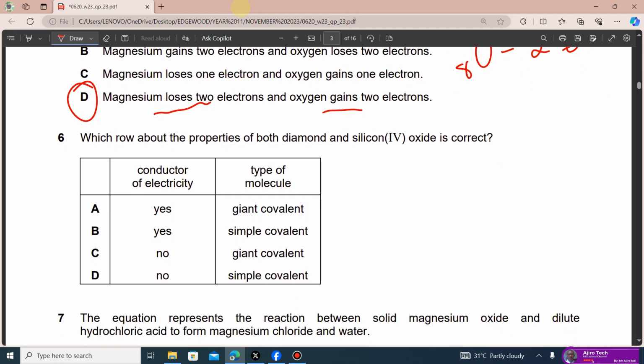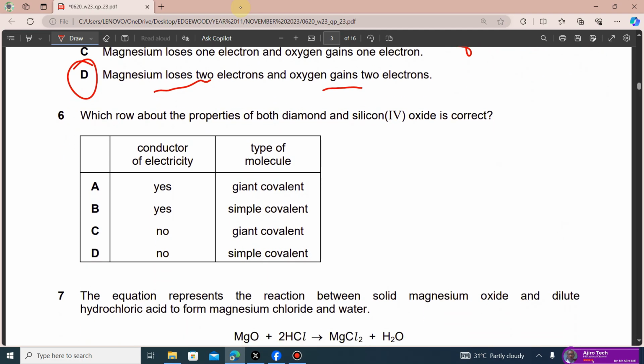Which row about the properties of both diamond and silicon(IV) oxide is correct? I need to remember that diamond and silicon(IV) oxide are simply giant covalent structures. Now, diamond does not conduct electricity. Silicon(IV) oxide as well, being a covalent compound, does not conduct electricity. So these and these are off. So we're left with the fact that they are giant covalent structures and they do not conduct electricity.